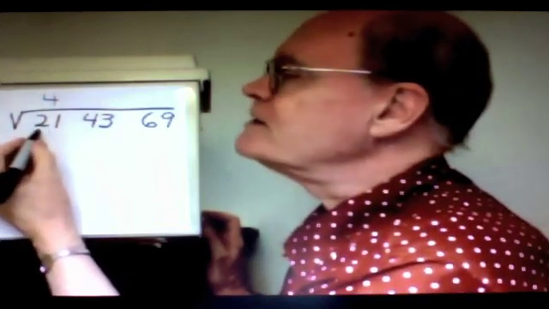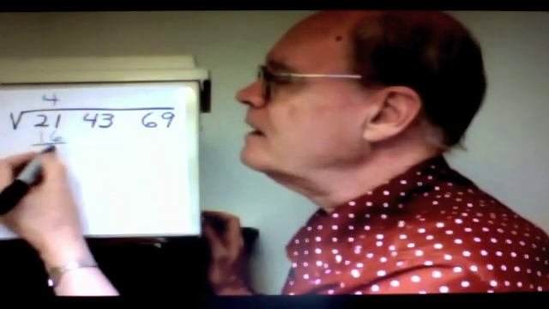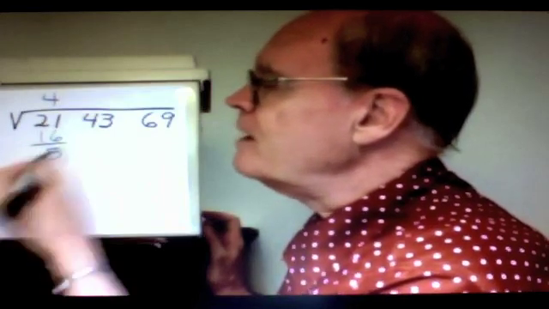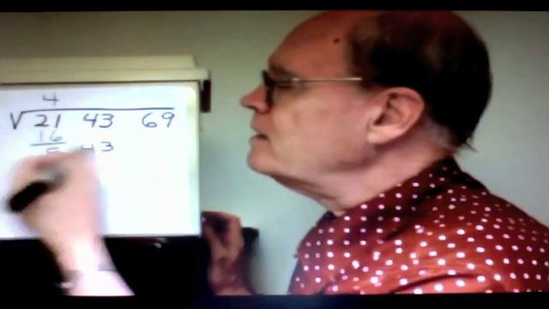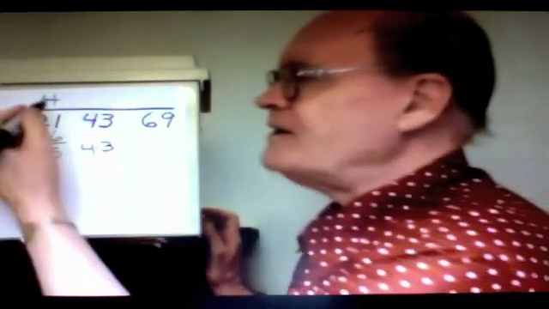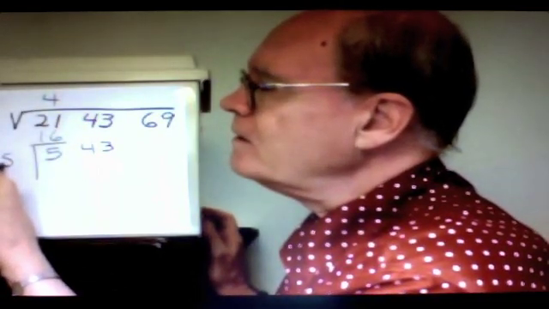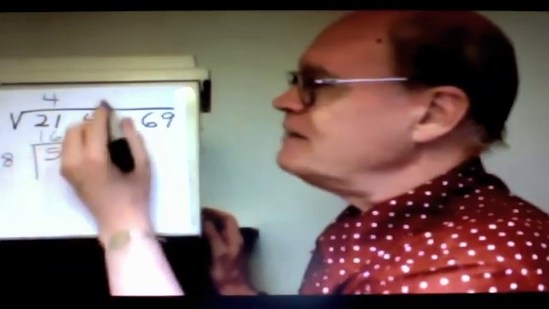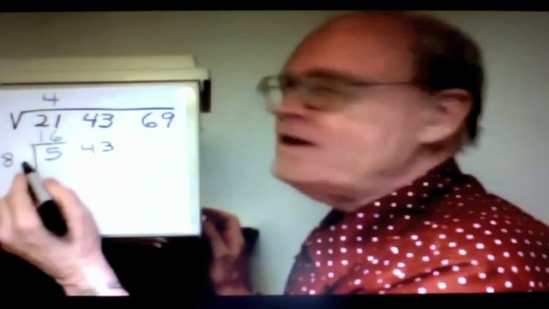4 squared is 16. I subtract. 21 minus 16 is 5. I bring down the next group, 4, 3. Now I need a divisor. To get the divisor, I double what's up here, the 4, that's 8. It's going to be 80-something times some numeral here. It has to be the same numeral here as here.